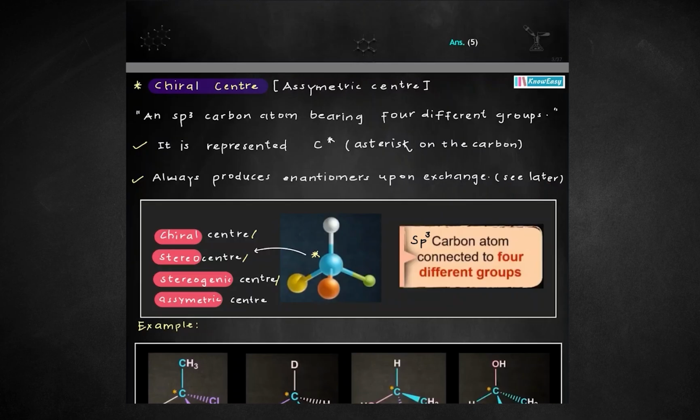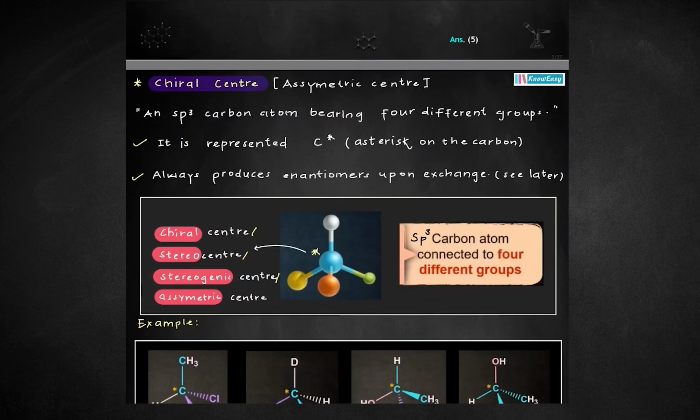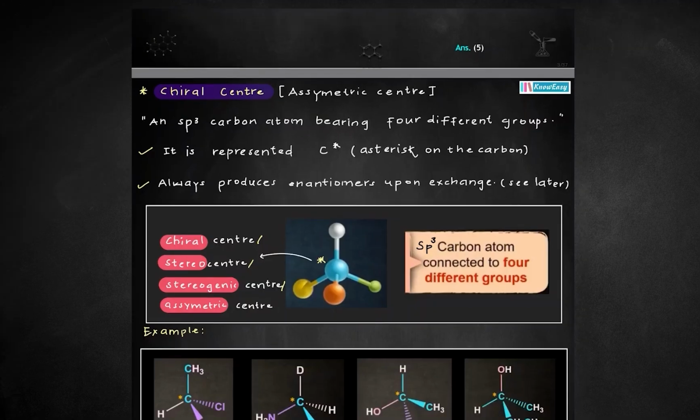A chiral center is also called a stereo center, a stereogenic center, or an asymmetric center. So don't get confused. For an atom to be called a chiral atom, it should have two important things. Number one, it should be sp3 hybridized. Remember my words, it should be sp3 hybridized. And second, 4 different valencies, or 4 different groups or atoms, should be attached to it. So these two important things you have to remember.